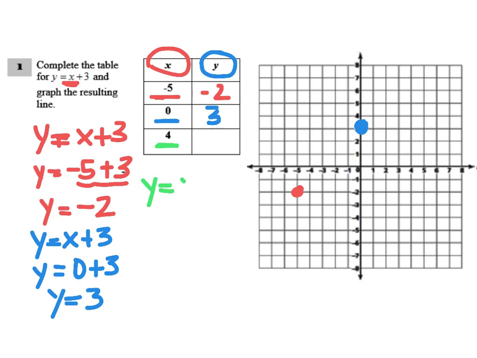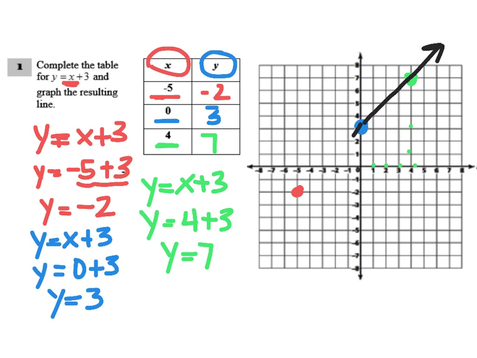Alright, and then you're going to plug in 4. So we'll use y equals x plus 3. So you'll have 4 plus 3, which would be 7. Y equals 7. So you'll go right 4, 1, 2, 3, 4, and up 7. 1, 2, 3, 4, 5, 6, 7. Okay? If they don't line up in a straight line, then you've done something wrong. You've either calculated wrong or you've plotted wrong, because you should be able to line your 3 dots up, and they should make a straight line.